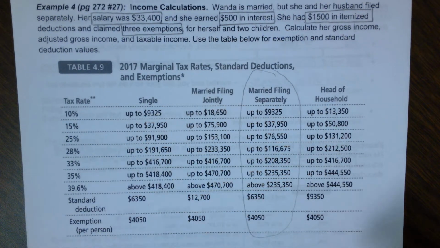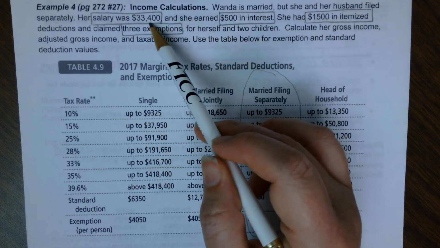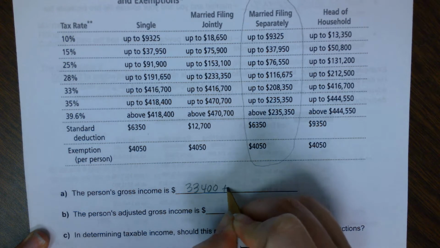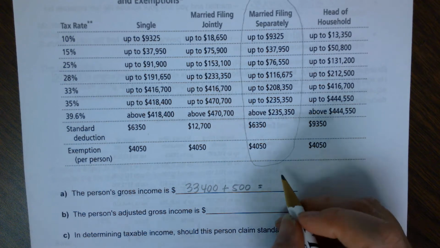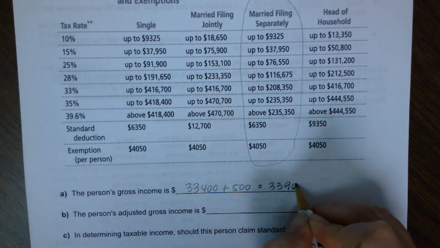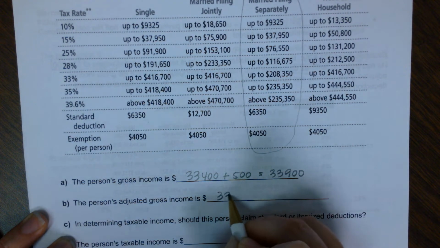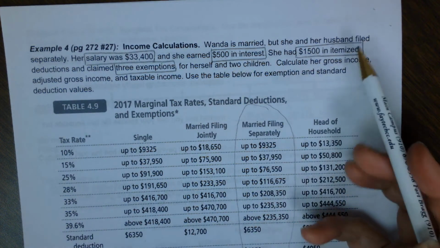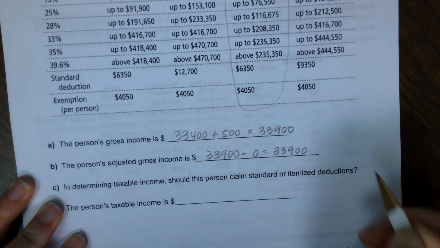Okay, so for gross income, everything coming in, well, she has salary coming in and she had interest coming in. So we do $33,400 plus the $500 in interest to get $33,900 as her gross income. Okay, adjusted gross, you take your gross, subtract off any contributions, and it doesn't mention any contributions. So this stays at $33,900.